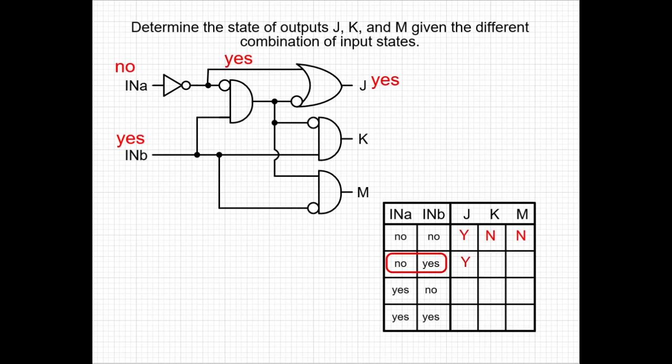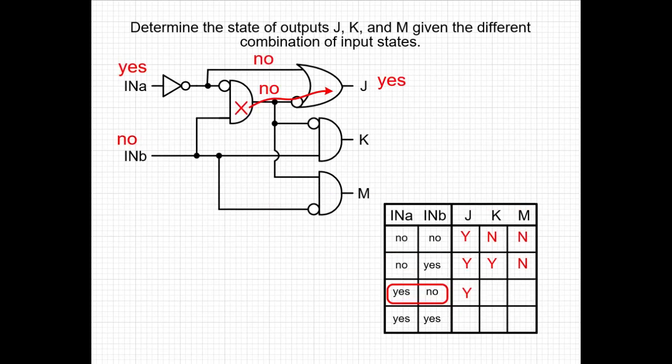Moving on to the next combination, we find that the J output is active for the same reason as the first combination. Now the middle AND gate is active, enabling the K output to be active as well. The active B input, though, disables the M output AND gate.